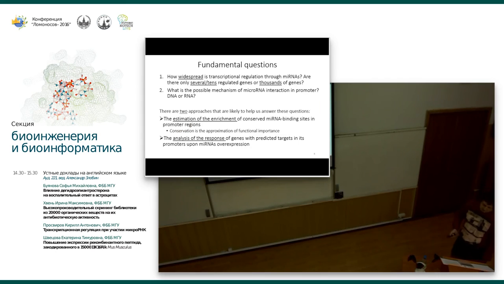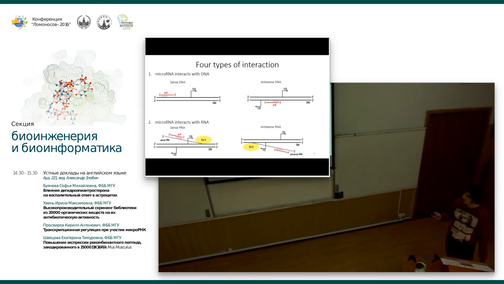So one may draw several questions from this. The first one is how widespread the transcriptional regulation through microRNA is in the genome. Are there only several genes regulated this way or thousands of genes? And what is the possible mechanism of interaction between microRNA and DNA, either DNA or RNA? There are two approaches that are likely to help us answer these questions. The first one is the estimation of the arrangement of conserved microRNA binding sites in promoter regions, because conservation is an approximation of functional importance. And the second one is the analysis of the response of genes with predicted targets in the promoter upon transfection and overexpression experiments.